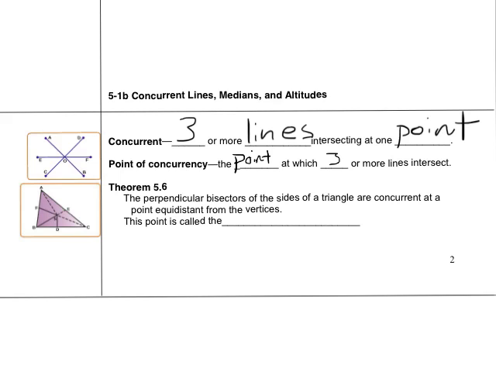Okay, and then we're just going to go through a couple of these theorems and let you know what these things are called. Perpendicular bisectors of the sides of a triangle are concurrent at a point equidistant from the vertices. This point is called the, I'm going to write it below, it's called the circumcenter. And there you go.